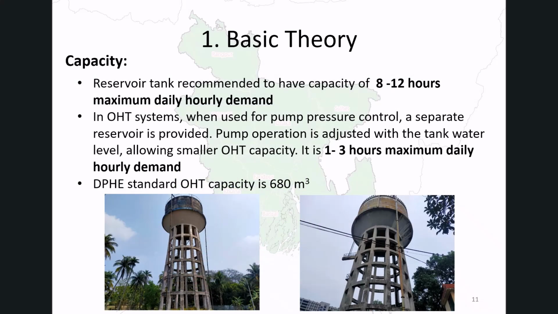In overhead tank systems, when the tank is also used for pressure control in the pump pressurization zone, a separate distribution reservoir is usually provided. The pump operation is controlled in coordination with the water level of the overhead tank to regulate water pressure. Therefore, compared to systems used for water supply volume adjustment, the capacity of the distribution tower and elevated tank can be smaller.